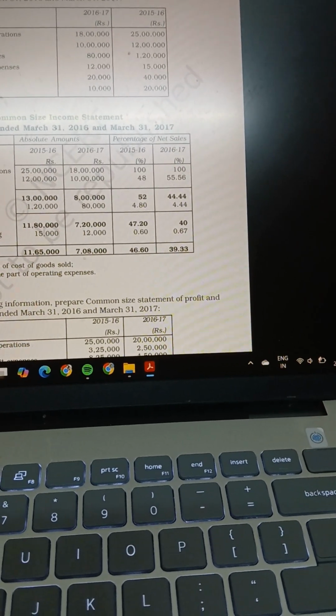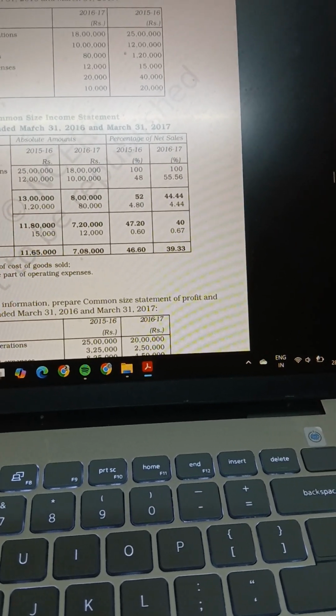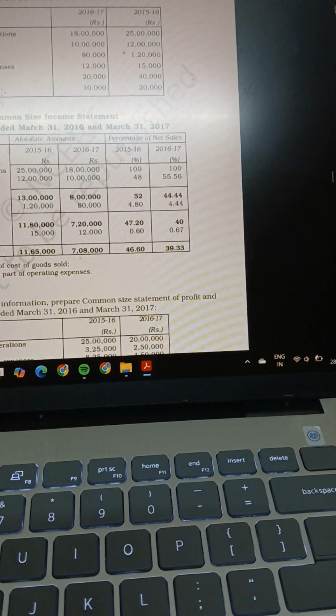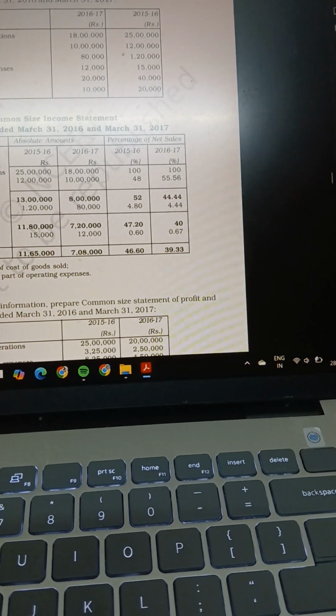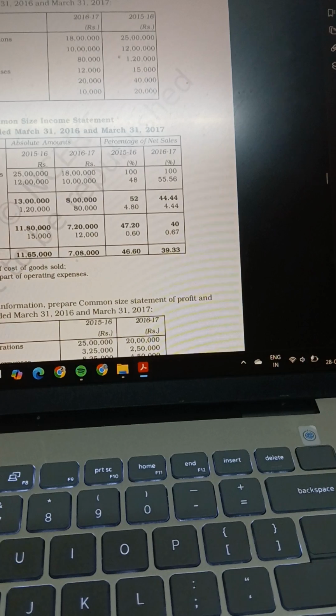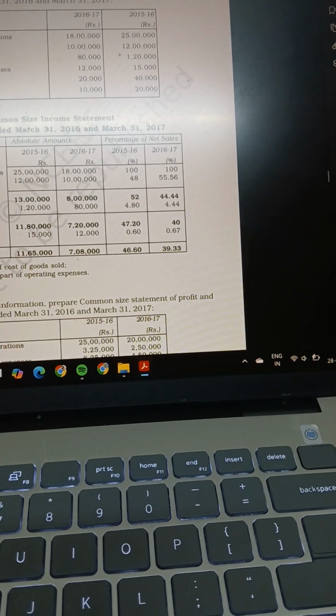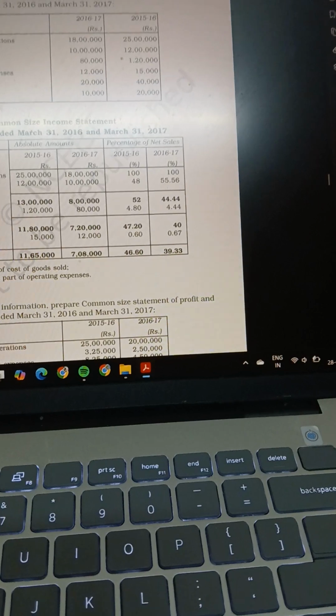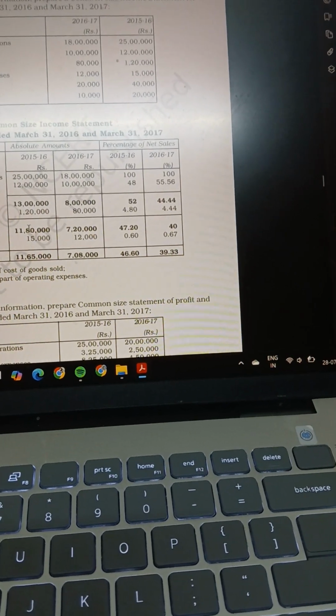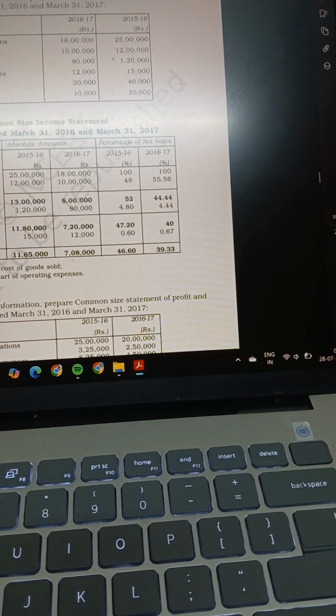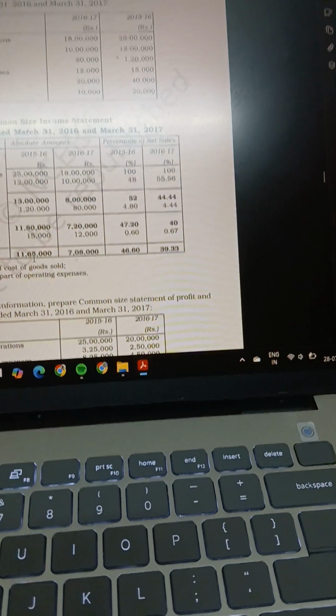Here wages and depreciation are not taken separately, because wages are a part of cost of goods sold, as the amount of wages will be taken in the cost of goods sold, and the depreciation amount will be taken in the amount of operating expenses. So reducing it, we get the profit like this.